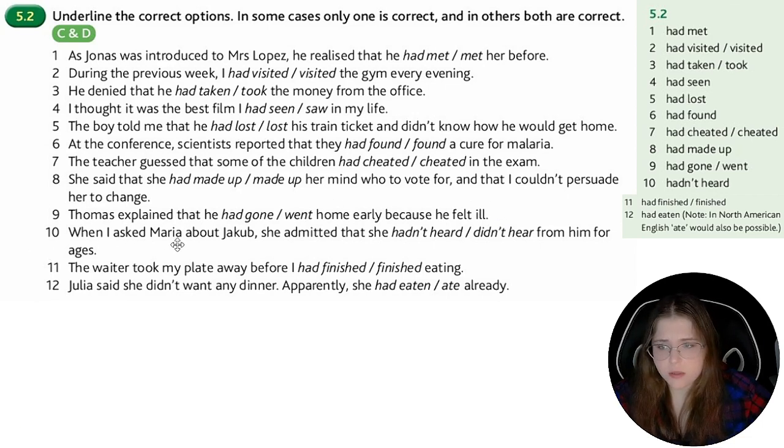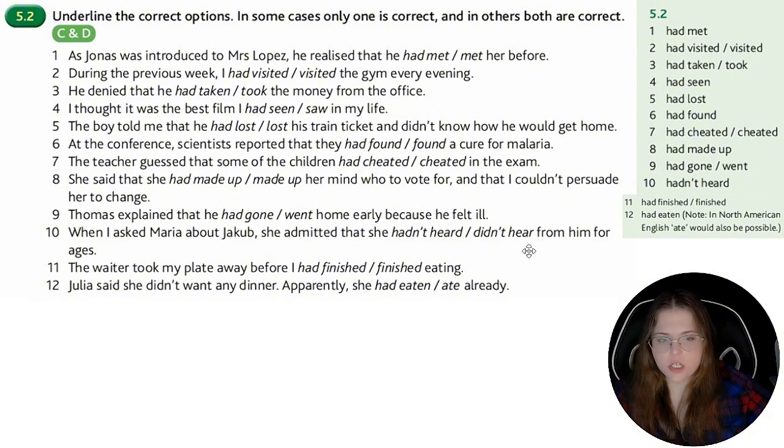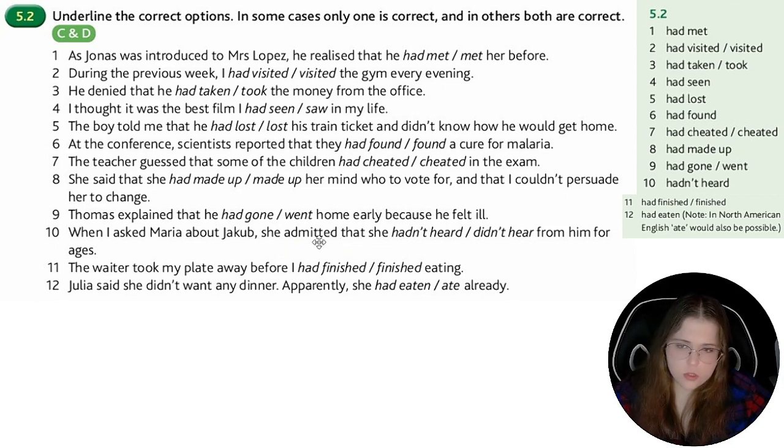When I asked Maria about Jacob, she admitted that she hadn't heard from him for ages. She hadn't heard for ages before the moment of this conversation when she admitted it, and also reported speech.